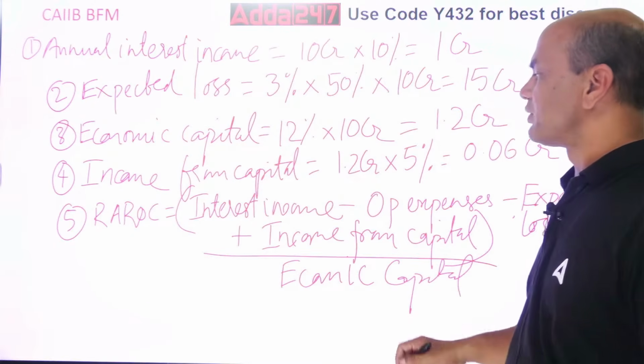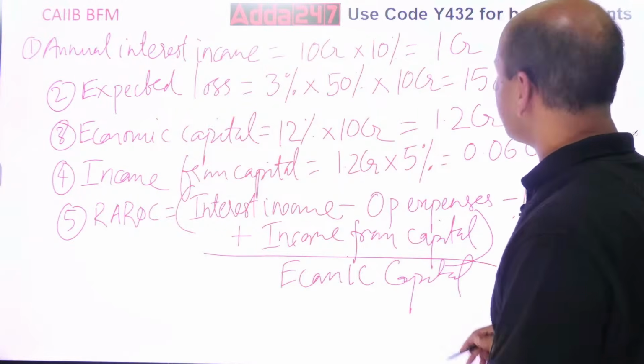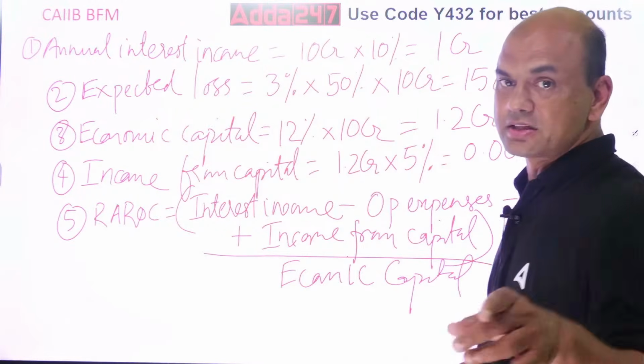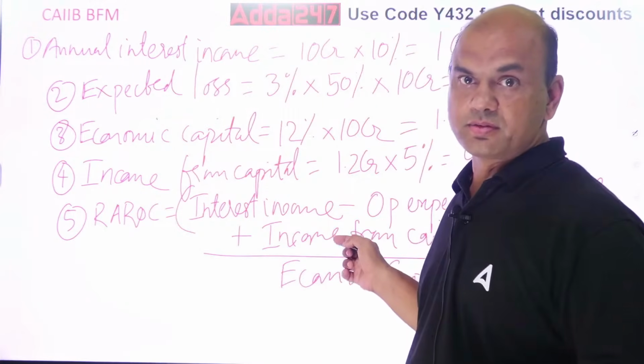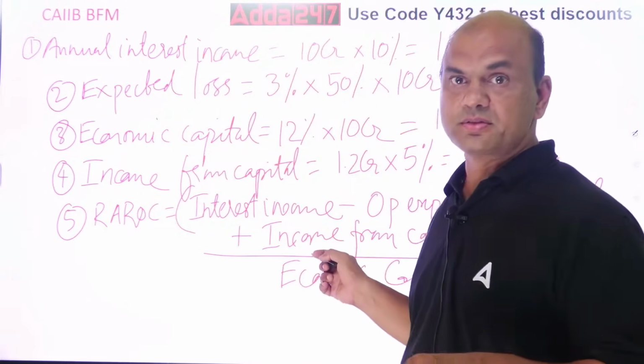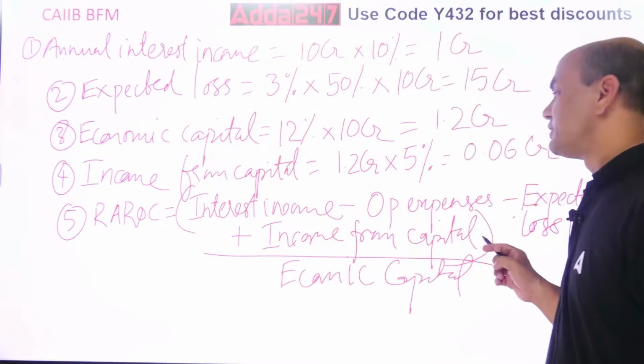So this RAROC equals interest income. Write down all the income. Write this down because I will be changing the slide now. Write this down, everyone. Pause the video, write this down. Okay, I will be changing the slide now.